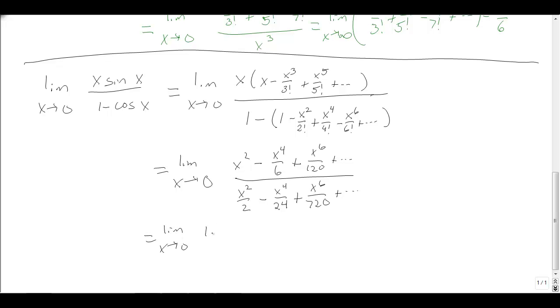So you get 1 minus x squared over 6 plus x to the 4th over 120. Dividing the bottom by x squared is 1/2 minus x squared over 24 plus x to the 4th over 720. And then everything except for the 1 and 1/2 is going to go to 0 as x goes to 0. So this is 1 over 1/2, which is 2. So we got a limit of x sine x over 1 minus cosine x going to 2.